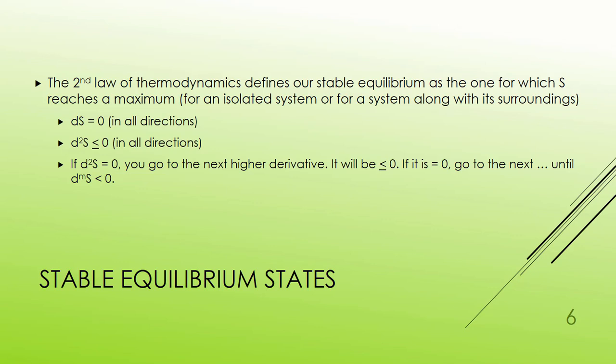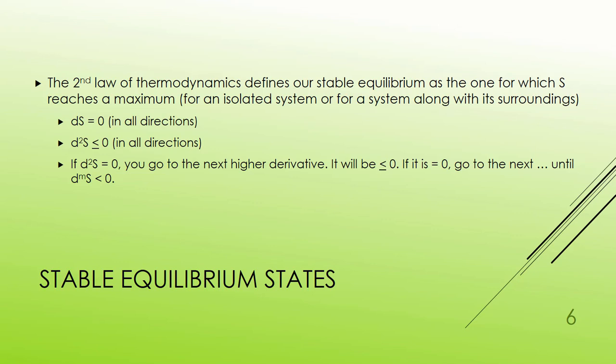And we can look at this for an isolated system, or we can do it for a system in combination with its surroundings. It really doesn't matter. The second law applies in both cases. At a maximum, dS will be 0, but I also have a concavity to guarantee that it's a maximum and not a minimum.